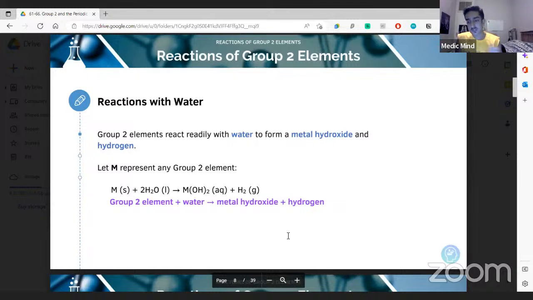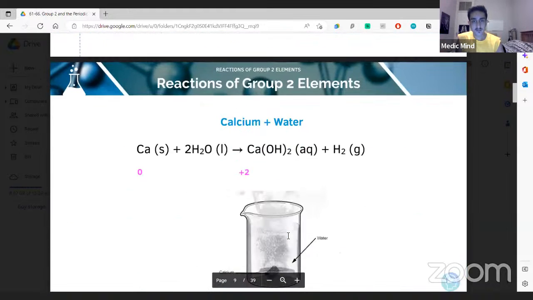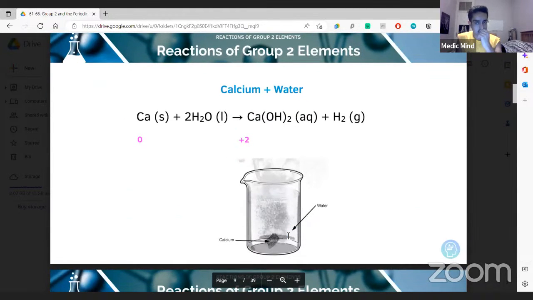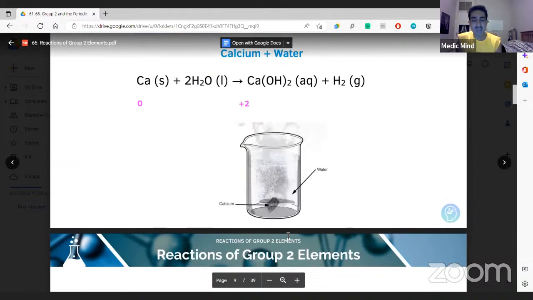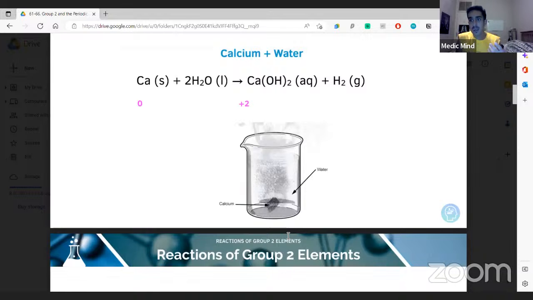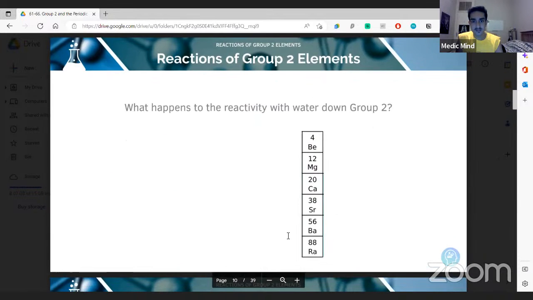Group 2 elements also react readily with water to form a metal hydroxide and hydrogen. So M plus 2H2O gives you metal hydroxide plus hydrogen. So calcium plus water gives you calcium hydroxide plus hydrogen. And again, this hydrogen will appear as effervescent and fizzing. And this fizzing we can then detect.